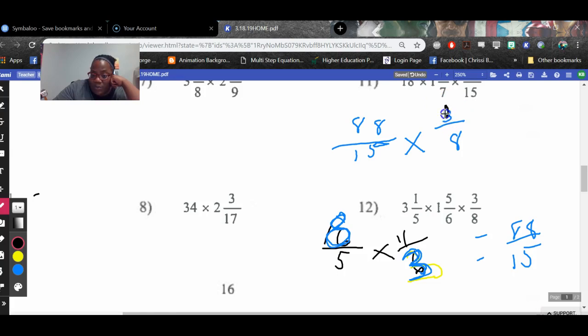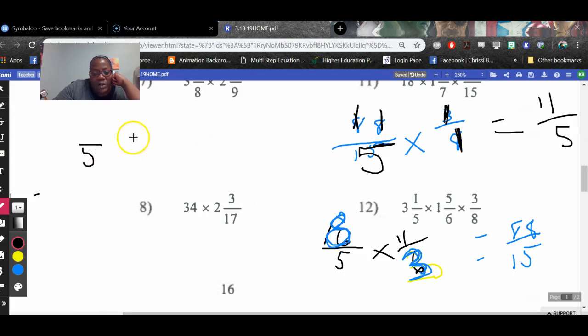3 will go into itself 1 time. 3 goes into 15 5 times, right? These are multiples of each other too. 8 will go into itself 1 time. 8 goes into 88 11 times. Now multiplying straight across, I have 11 times 1, which is 11. 5 times 1, which is 5. Okay? So here we go. 11 over 5.